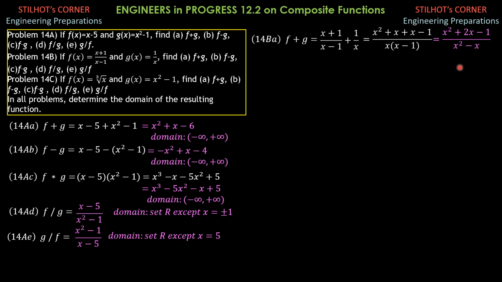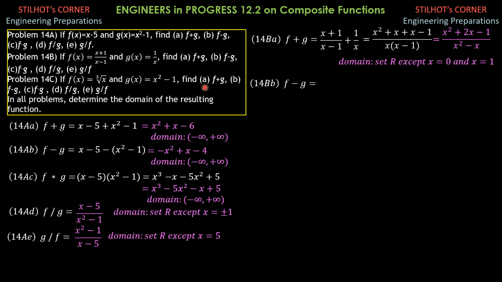And the domain is the set of admissible values of x. These functions are undefined when x is 0 and when x is 1. Therefore, the domain is the set of real numbers except 0 and positive 1.